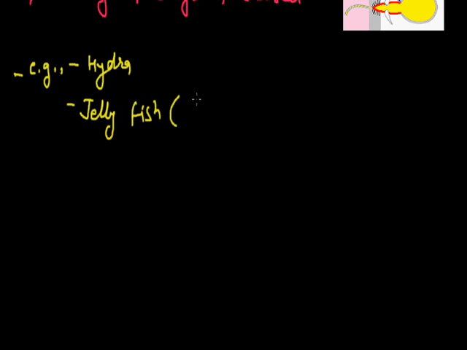Some things are very important for this phylum, that is, its examples. First of all, hydra is a very common example of this phylum. Second, we have the jellyfish, whose technical name is coelenterate. Third, we have corals. Corals are present in this phylum. They are very beautiful and useful for the formation of islands. Thanks a lot for today.